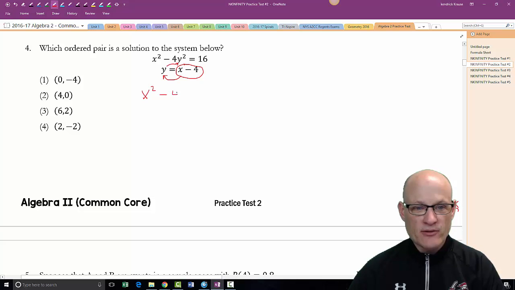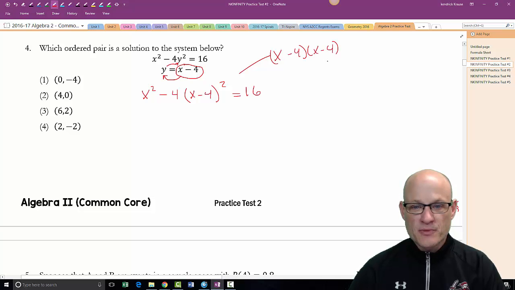X squared minus 4 times x minus 4 squared equals 16. So I've got to double distribute that out. Let me do that right here. It's x minus 4, x minus 4, and I get x squared minus 8x plus 16. And then I've got to multiply by, well, let's just write it down. X squared minus 4, x squared minus 8x plus 16 equals 16.